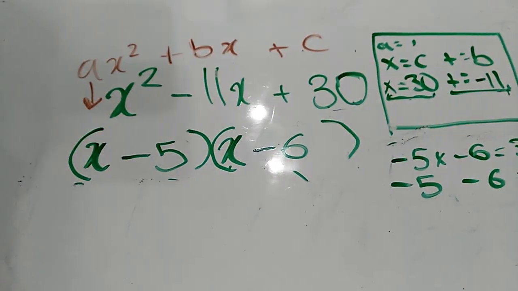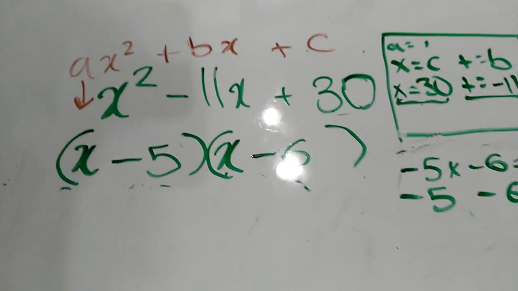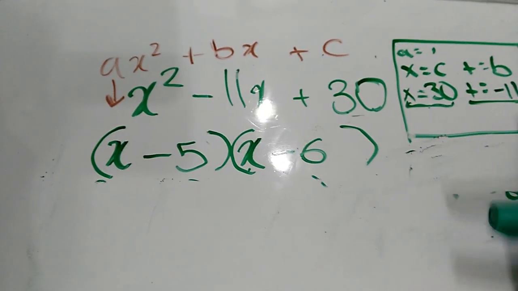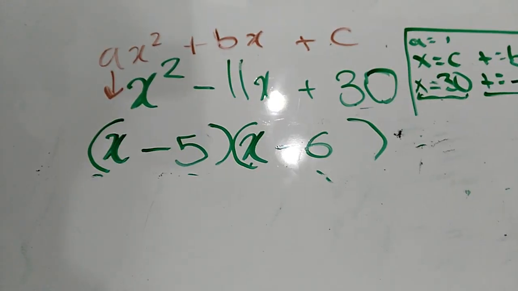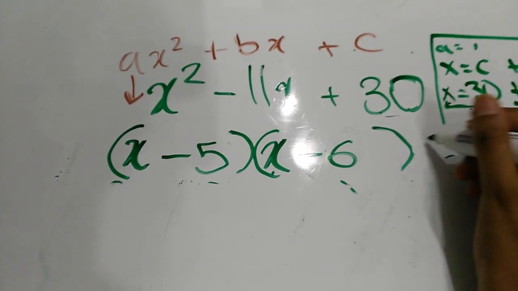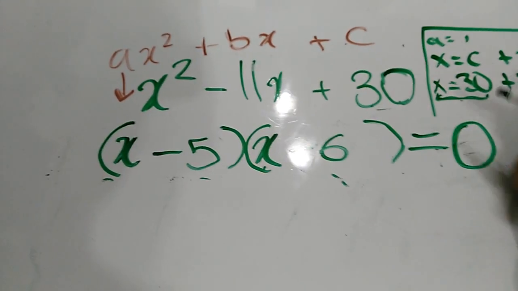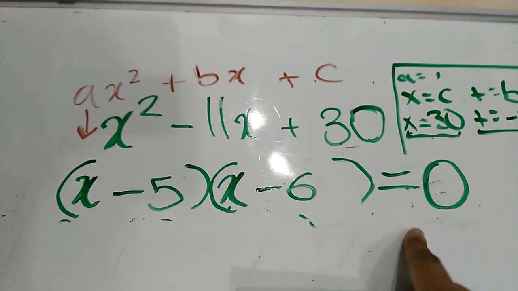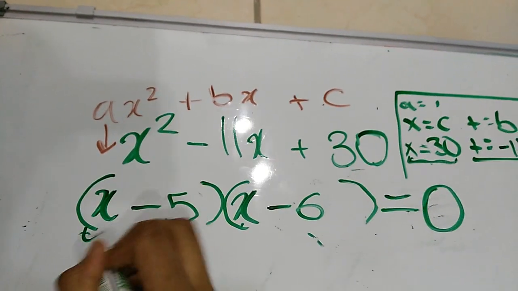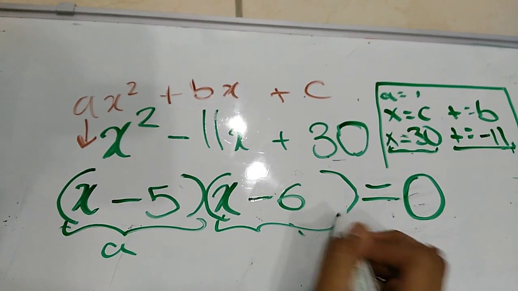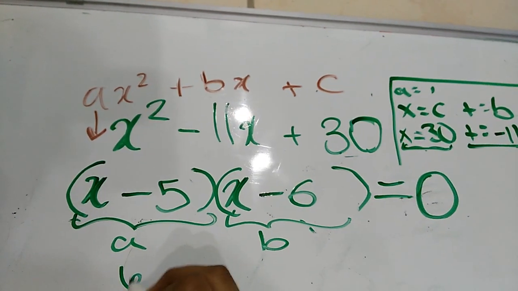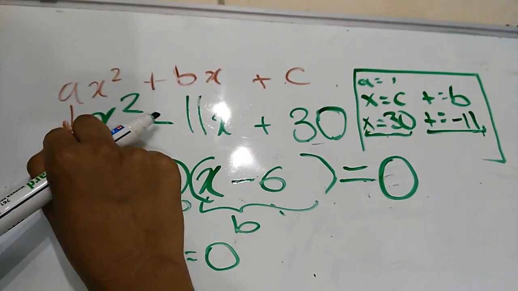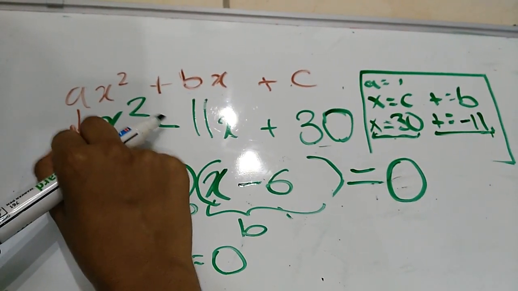So if my question was to simply simplify, that would be it for now, and that would be my answer. But if I was to solve it, I would add in the extra step of equaling it to 0, because that is what solving means, equaling this expression to 0. Now I pretend that this is a and this is b, and I let a equal 0, so I cover that up. So x minus 6 equals 0.